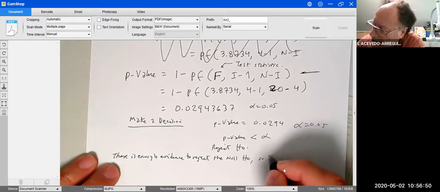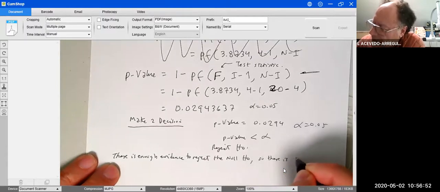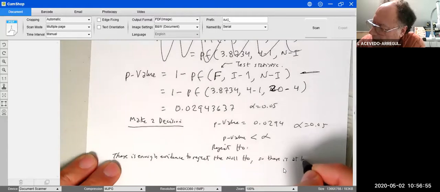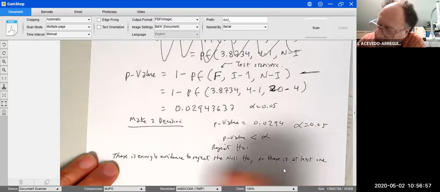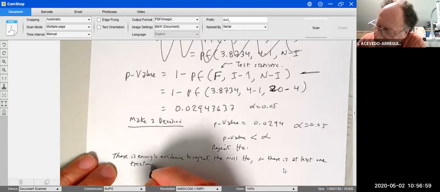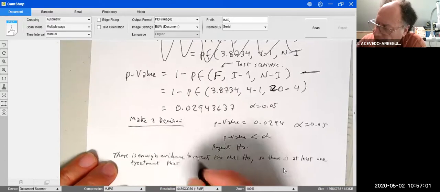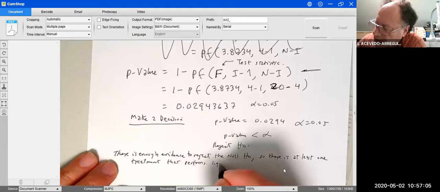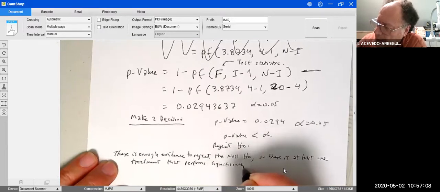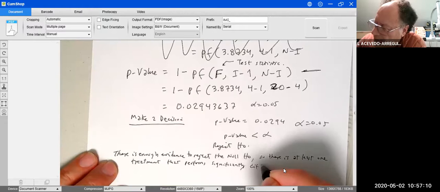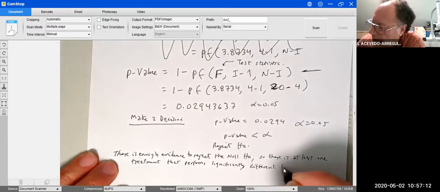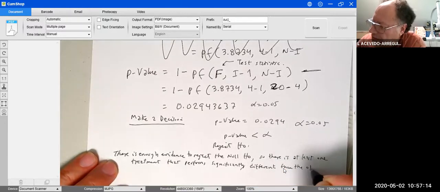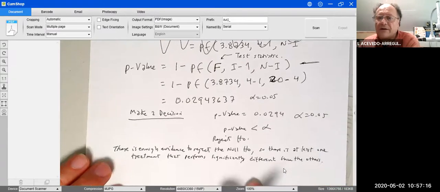So there is at least one treatment that performs significantly different than the others. So that's the final conclusion.